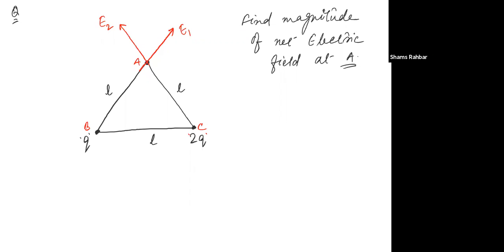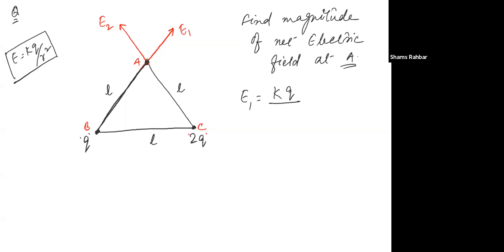Now, what is the second step? Find the values of E1 and E2. And how will you find that value? By using the formula KQ upon R square. The formula to calculate electric field is KQ by R square, right? What is the value of R here?